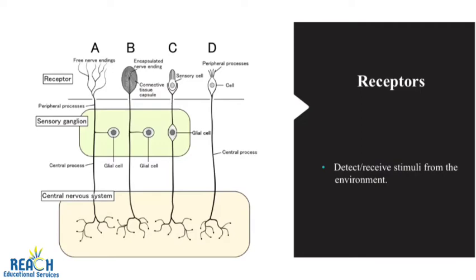Receptors receive or detect stimuli from the environment. So they could be the nerve endings in your hand, in your feet. It could also be your skin. As long as you do your research, you'll realize that there are many different types of receptors and they are found all over the body.